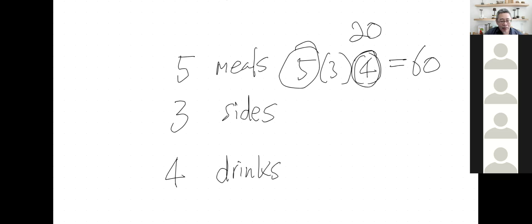Okay, so now we can use the same thing. Let's see. Now, in a class, we have 12 boys and 15 girls. If we want to pick a boy and a girl to represent the class, how many different choices will we have?